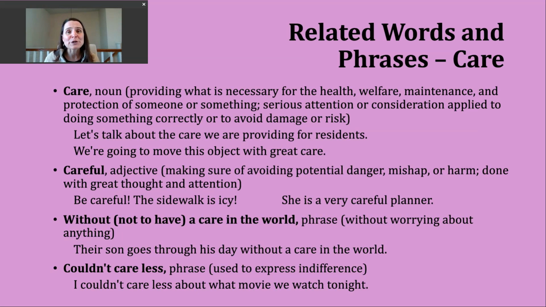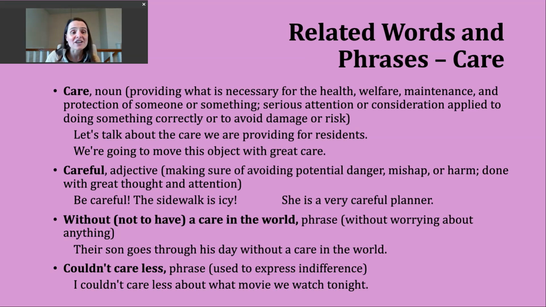Another word you're probably used to hearing is the adjective careful. This can have a couple different meanings. One is making sure to avoid some potential danger or mishap or some type of harm, maybe like an injury. So, an example of this: be careful, the sidewalk is icy, right? So, avoid slipping and falling. That's what that sentence is suggesting.